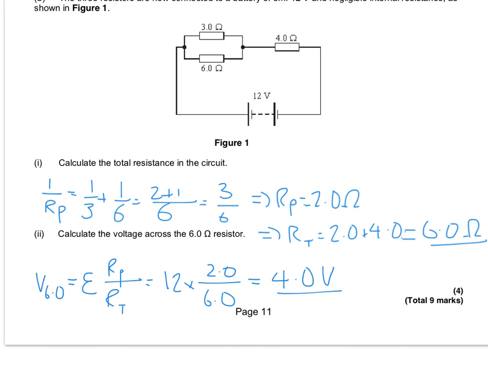There are several other ways of doing this. You can calculate what the current is, work out what the potential difference across this one is, and subtract it from 12. That would work also, but this one's a nice and simple way to do it, especially given that you've already calculated what the resistance of the parallel section is as part of your working here.